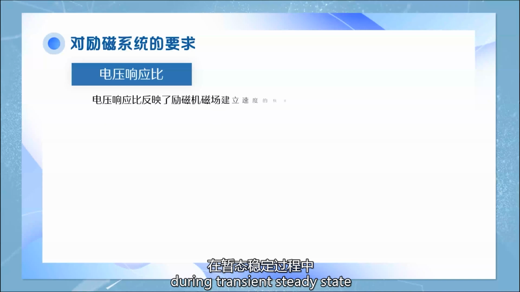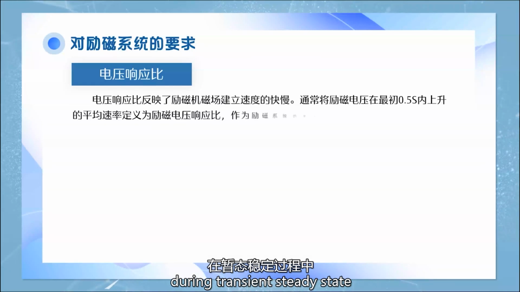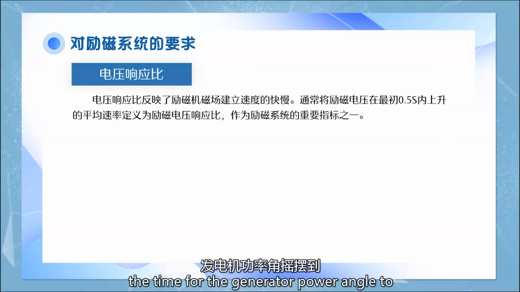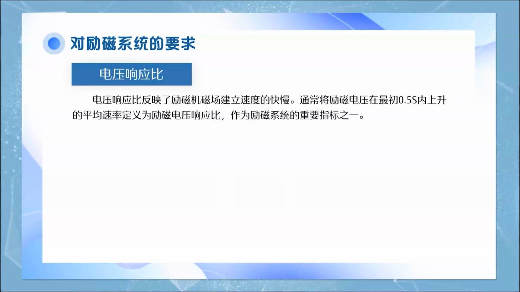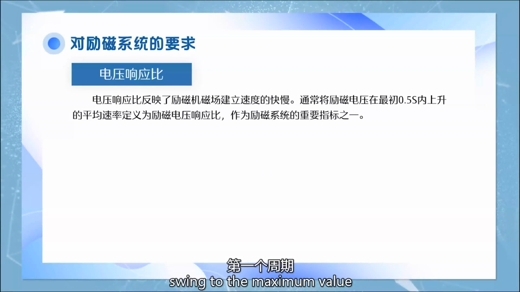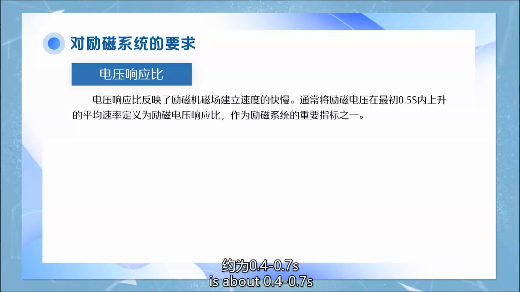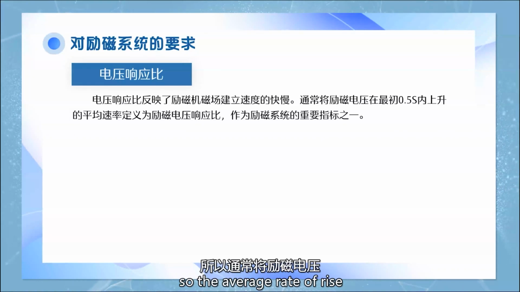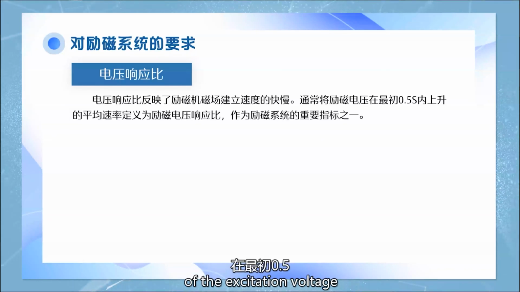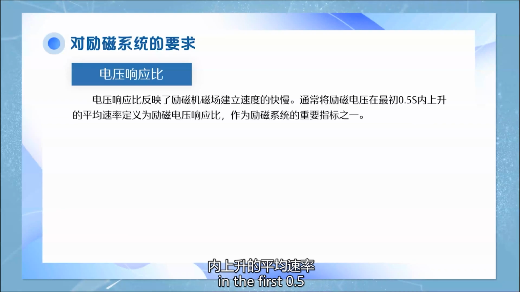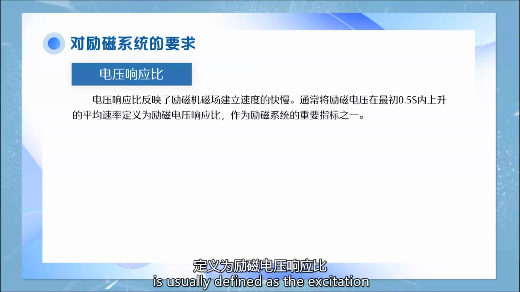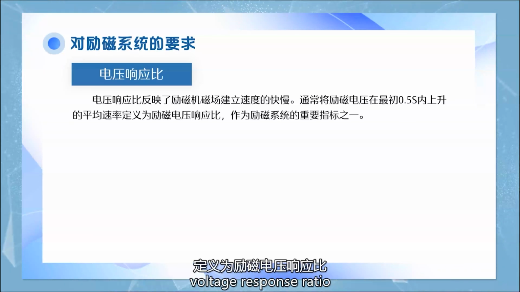Generally speaking, during transient stability, the time for the generator power angle to swing to the maximum value of the first cycle is about 0.4 to 0.7 seconds. So the average rate of rise of the excitation voltage in the first 0.5 seconds is usually defined as the excitation voltage response ratio.